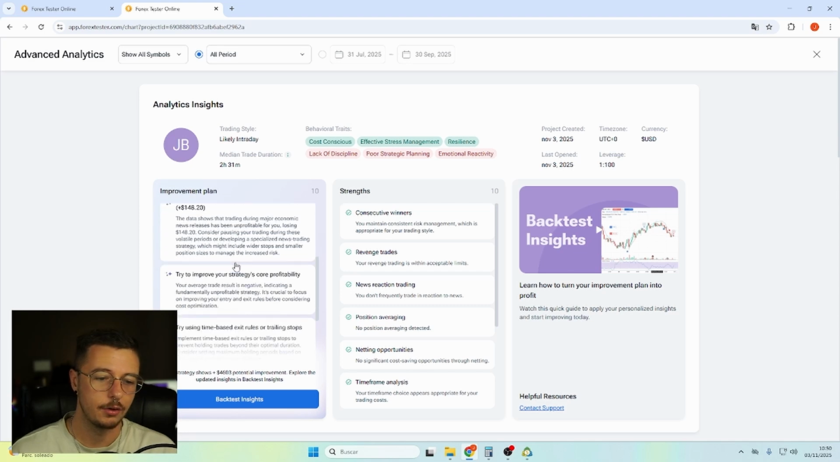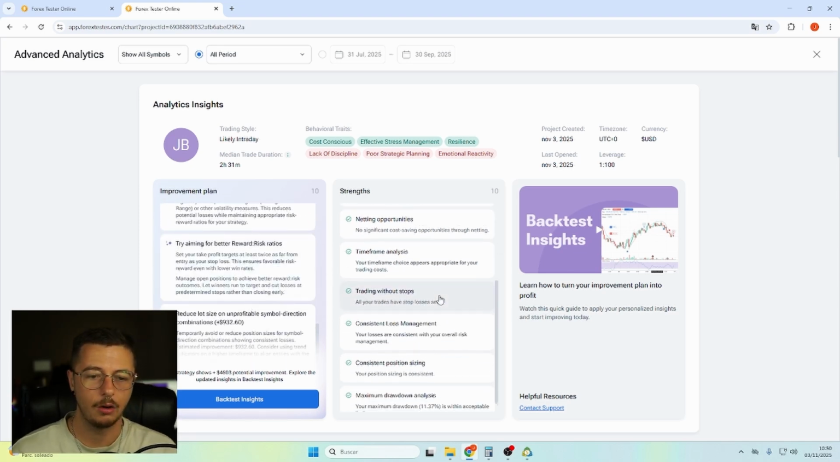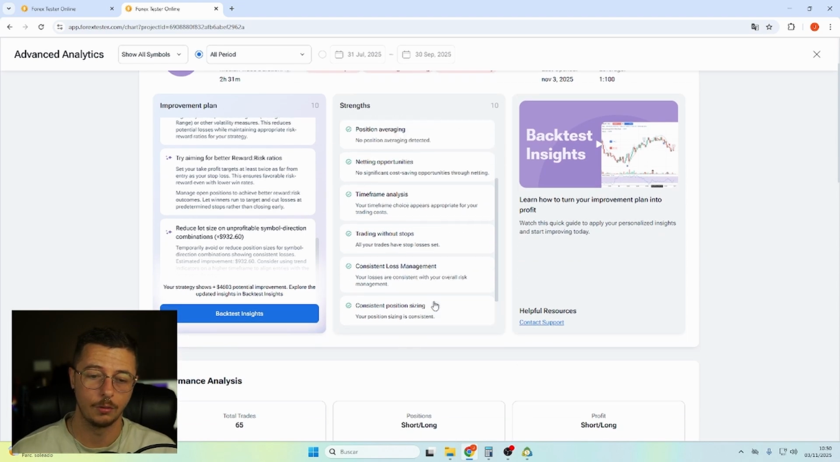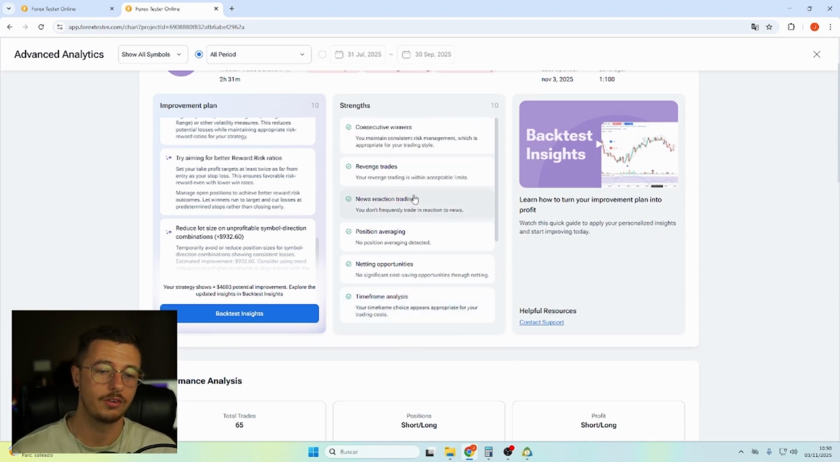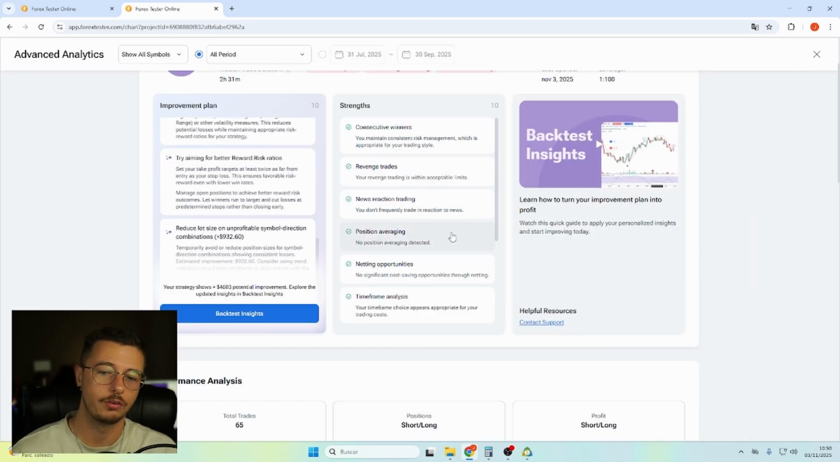So as you can see, we have loads of things that we can have a look at here, and as well our strengths, the things that our strategy is doing well, we can see them down here as well. And it's always good to take a look at, let's say, the consecutive wins and all that stuff that will give us more information that we normally wouldn't see just by doing a normal forward test.